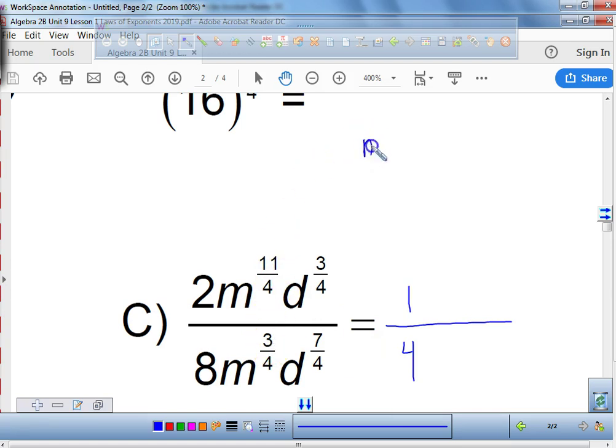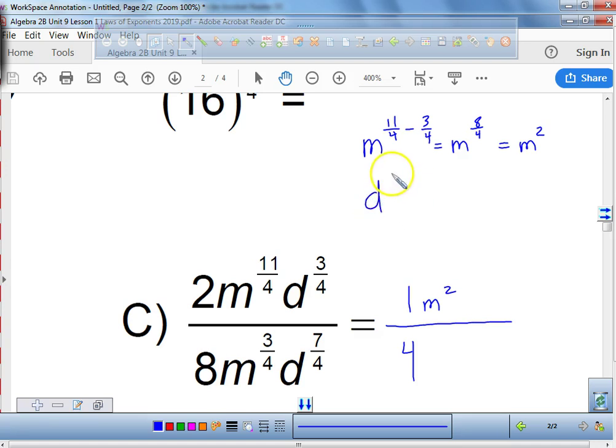So I'm going to put it right up here so you can see it. 11/4, we're going to take away 3/4. These have the same denominator. So if they have the same denominator, we can do 11 minus 3, which is 8, right? But can I reduce 8 over 4? So we have 1 m squared.